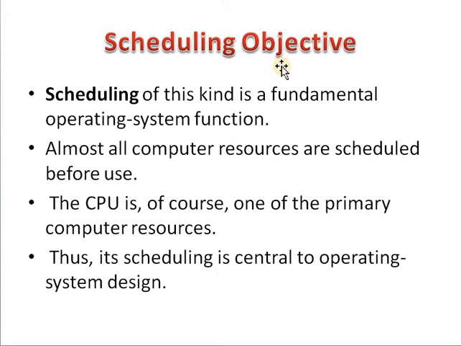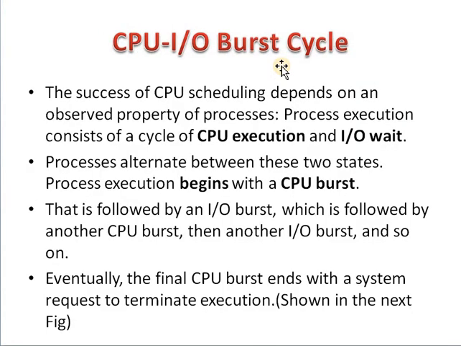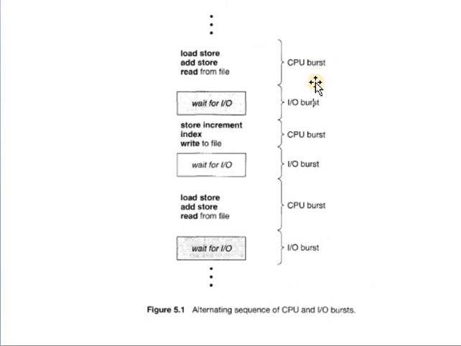Next we will see the CPU and I/O burst cycle. The CPU and I/O burst cycle is shown here. Here is a CPU burst, then an I/O burst, then again a CPU burst, then again an I/O burst. Then what exactly is a CPU burst and an I/O burst? First we will see what a CPU burst and an I/O burst are in the operating system.